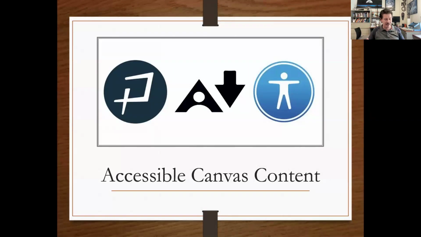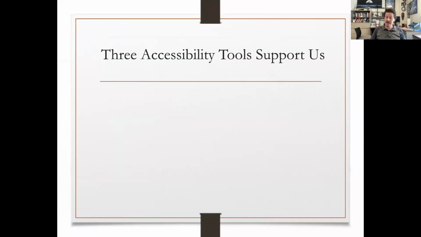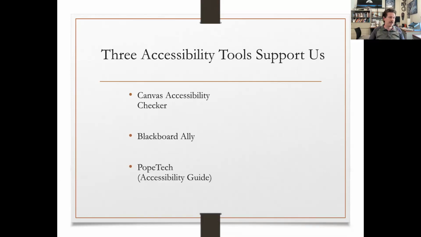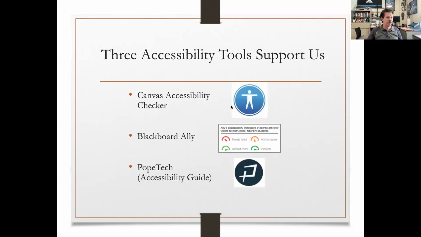Accessible Canvas content. Right here, you've got 3 icons. In fact, let me just skip ahead. Because at Long Beach City College, we have 3 accessibility tools to support our work. They are the Canvas Accessibility Checker with this blue symbol, the Blackboard Ally Accessibility Checker with these different color symbols, and the POPTEC, or Accessibility Guide, which is this symbol right here. Again, a lot of colleges don't have 3 accessibility checkers at their disposal. So we're very fortunate to have these 3.